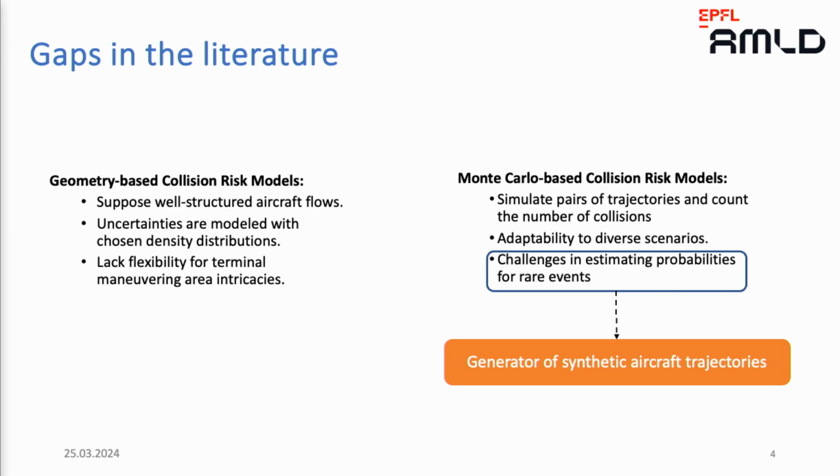We just simulate a pair of trajectory that is following the procedures we want to assess, and we count the number of times we observe a collision. We don't make any assumption. It is adaptable to very diverse scenarios, but they are quite difficult to apply if we want to estimate a very low probability of collision, because we need to have actually a lot of simulations of pairs of trajectories. And we don't necessarily have the data to perform such big simulations. So the idea I had for my PhD is to use those Monte Carlo simulations with a generator of synthetic aircraft trajectories so that I can simulate millions of pairs of trajectory quite easily.